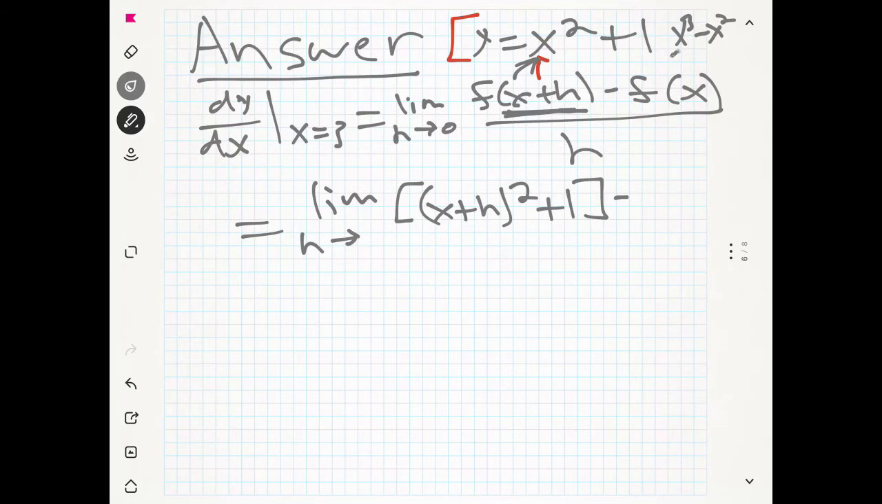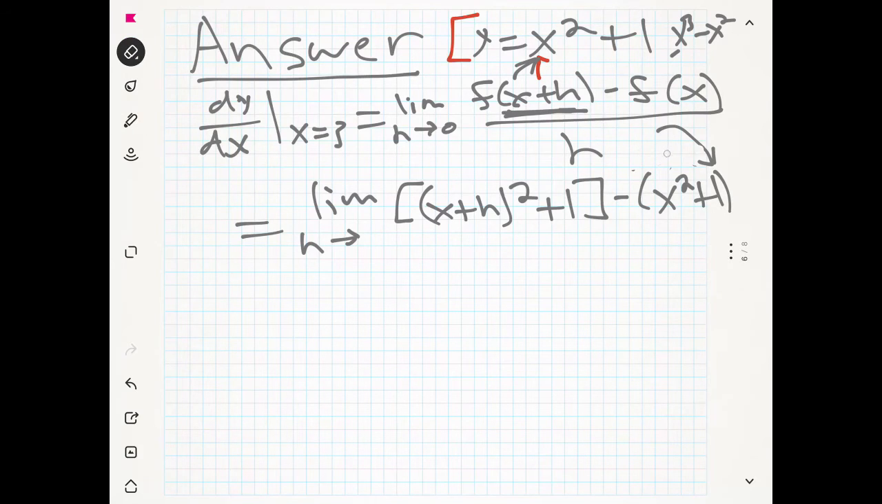Minus f of x, just minus the original function, which we already have, x squared plus 1. Please write it in brackets so that you remember that this is a negative for everything inside the bracket. Sometimes people rush it and only write minus x squared plus 1, but this is wrong because the negative sign goes into everything inside the bracket. So it's very important to write the bracket so you can remember.